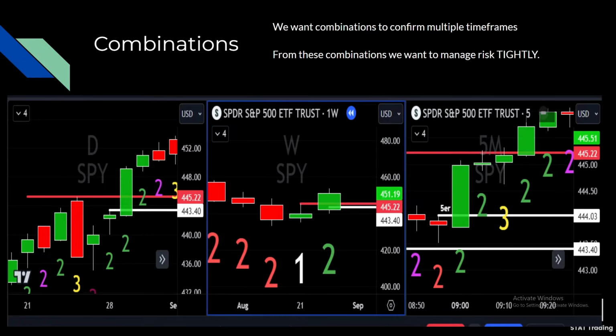So that being said, first, when we're taking entries and trying to manage some risk, we want to confirm multiple time frames, because you cannot add to positions that are not in force across multiple time frames. And then from there, we want to manage our risk tightly, which I will show you how to do. So in the first example, you're going to be looking at the day, week, and 5 minute on SPY.